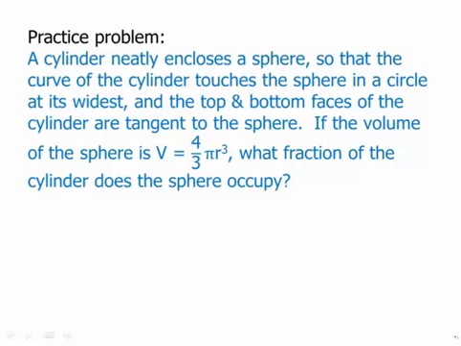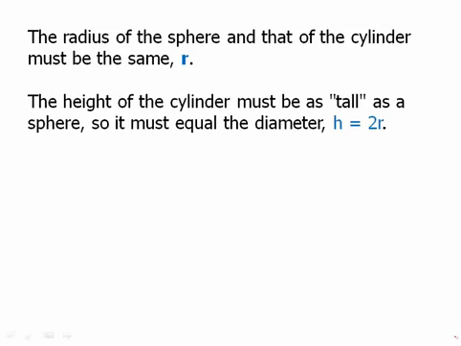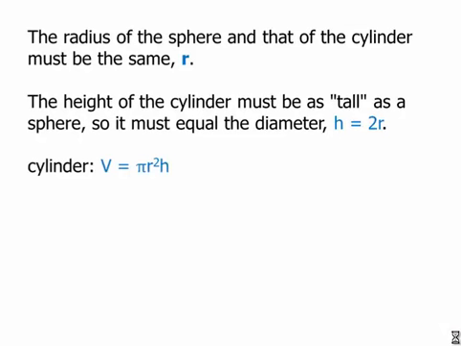Well, this one requires a lot of visualization. Let's think about this. First of all, the radius of the sphere and the radius of the cylinder must be the same. That's how they touch each other all the way around that circle at the middle. So they have the same radius, we'll just call that r. The height of the cylinder must be as tall as the sphere. So in other words, its height must be the diameter of the sphere, and of course that diameter would be 2r, so h equals 2r. So now the volume of the cylinder, of course it's pi r squared h, or pi r squared 2r, and we can just simplify that to 2 pi r cubed.